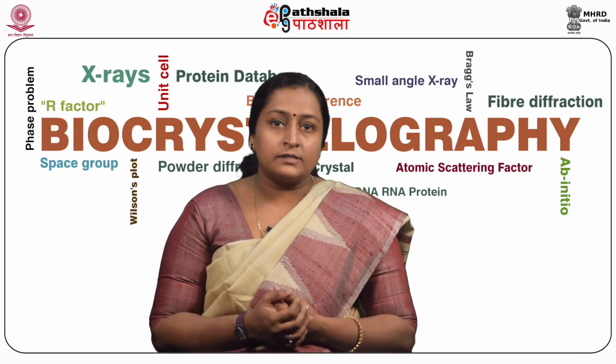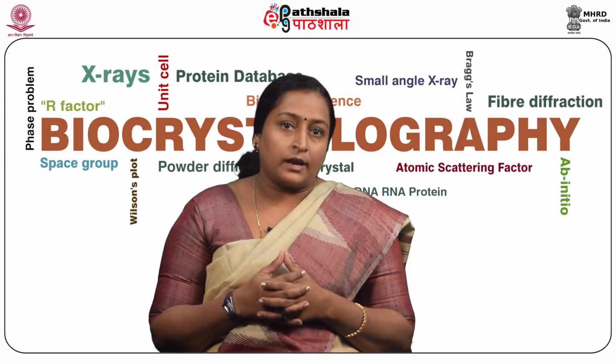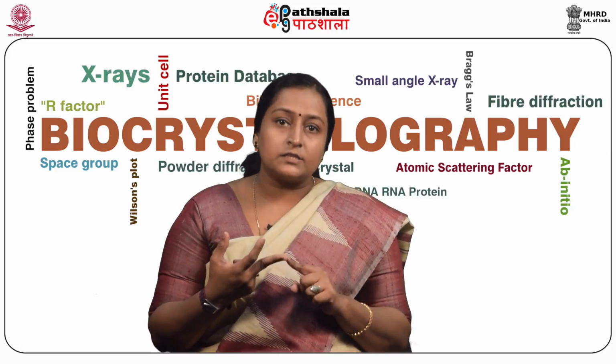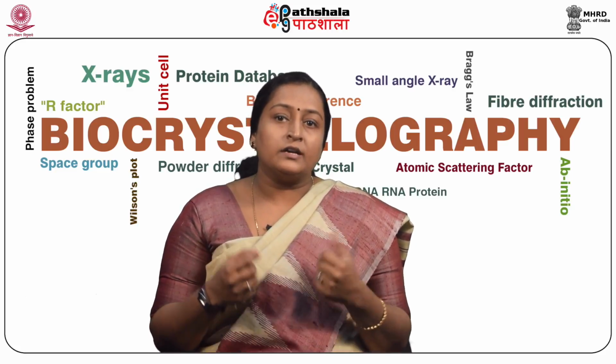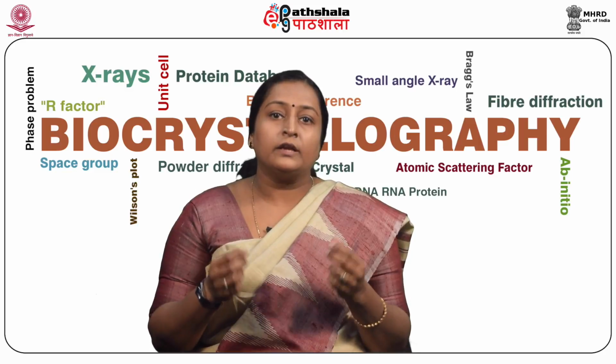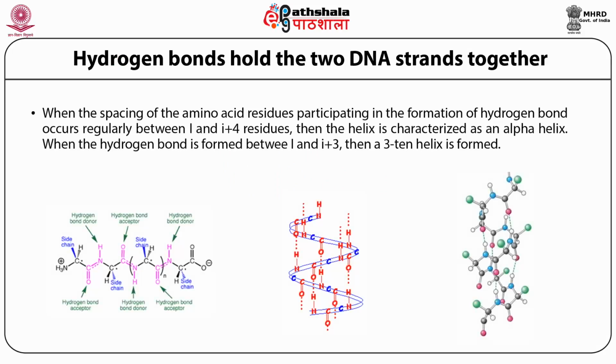In the case of the alpha helix, different types of helices are described based on the number of amino acid residues per turn, the pitch, and the distance per turn, which in general are decided by the nature of amino acids and also by the hydrogen bonding existing between them. When the hydrogen bonds between participating amino acid residues occur regularly between residue i and i plus 4, the helix is characterized as an alpha helix. If the hydrogen bond is formed between i and i plus 3, then a 3-10 helix is formed.